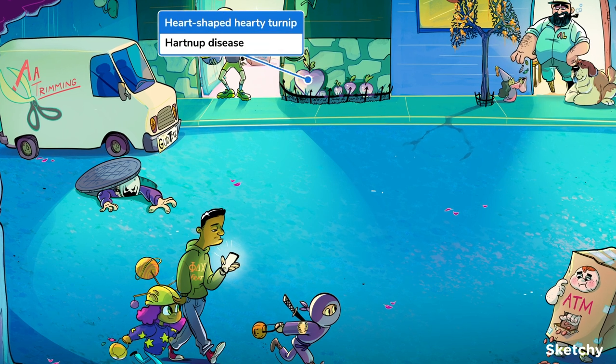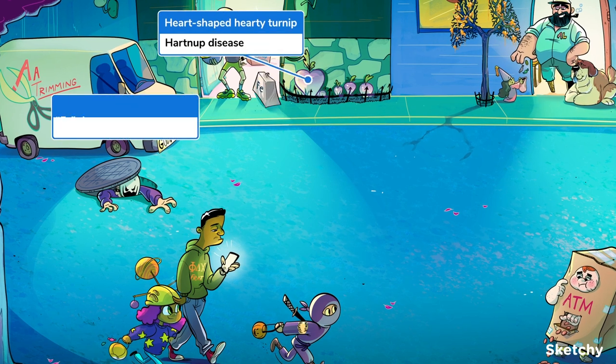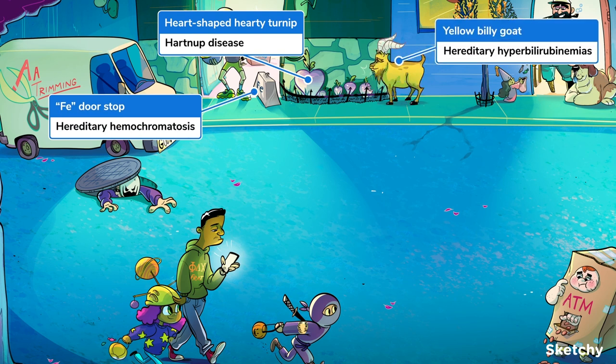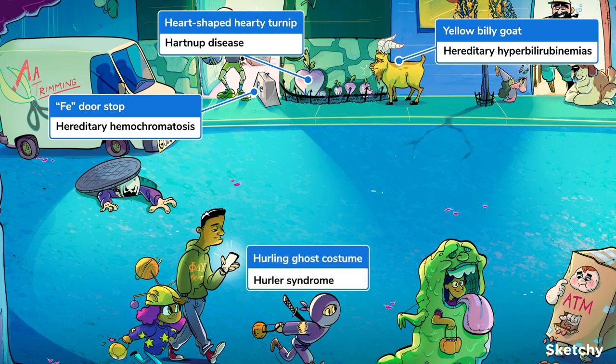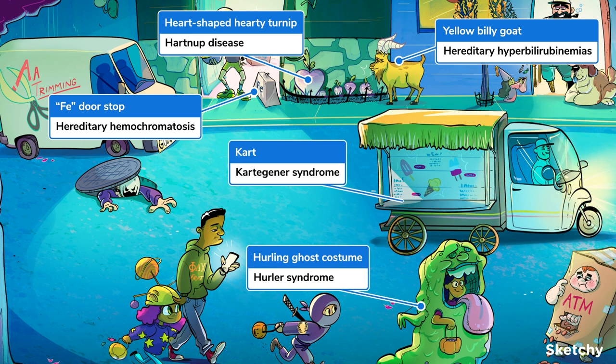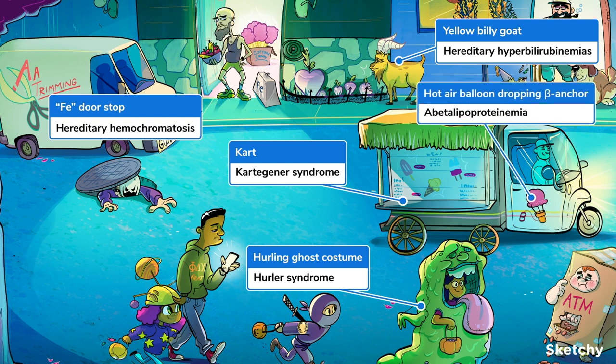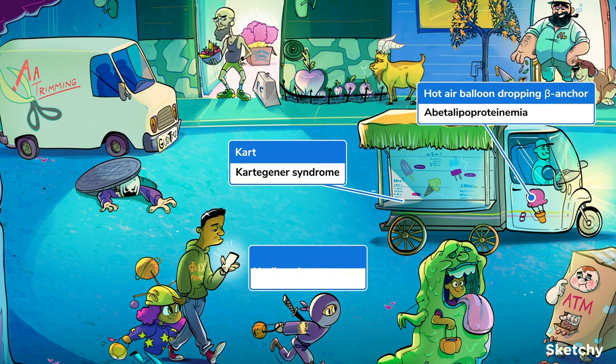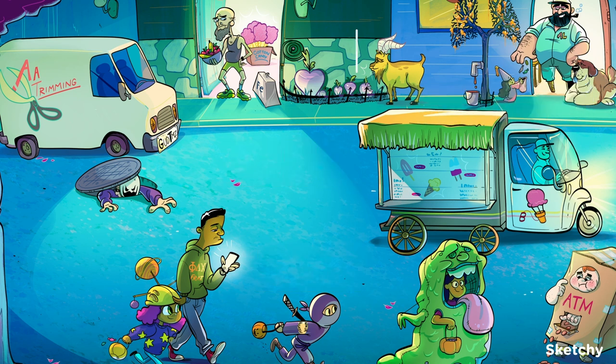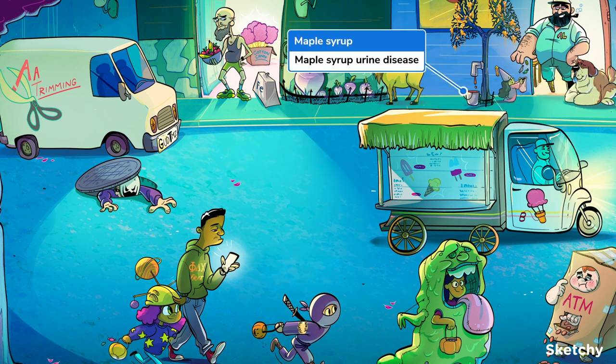Picture this heart-shaped hardy turnip for Hartnup disease, an iron doorstop for hemochromatosis, a yellow billy goat for the hereditary hyperbilirubinemias, and a hurling ghost for Hurler syndrome. There's also Kartagener syndrome, shown here by this ice cream cart, and abetalipoproteinemia, depicted by the logo of a hot air balloon dropping a beta anchor. We also have maple syrup urine disease, denoted here by the maple syrup.